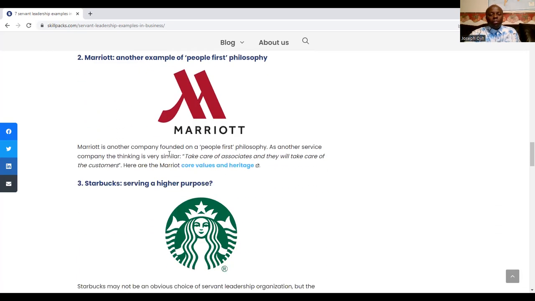Same thing with Marriott. Marriott is another company that's founded on a people first philosophy. That means as powerful and connected as the CEO is, he believes in humbling himself down to, and then treating the employees with respect, recognition, giving them good feedback, and making sure their working condition is good.